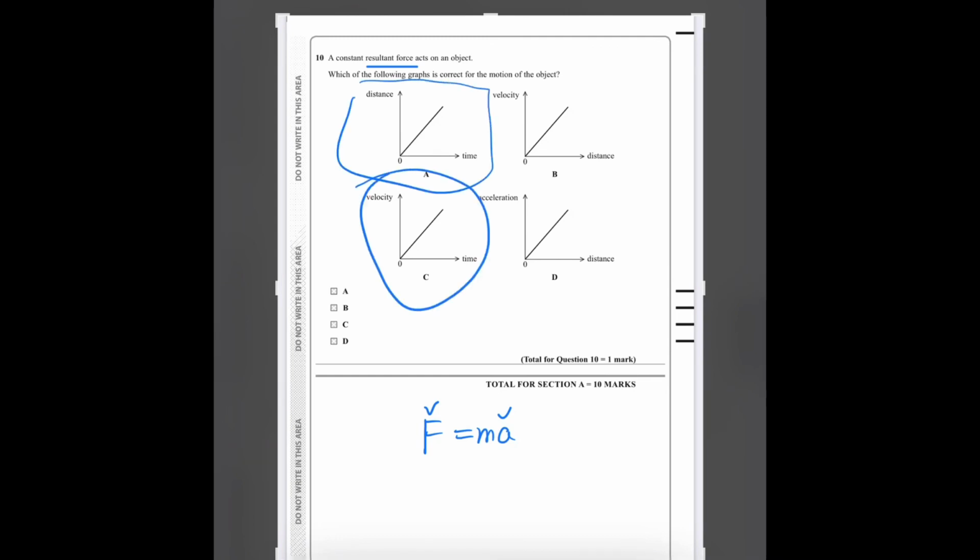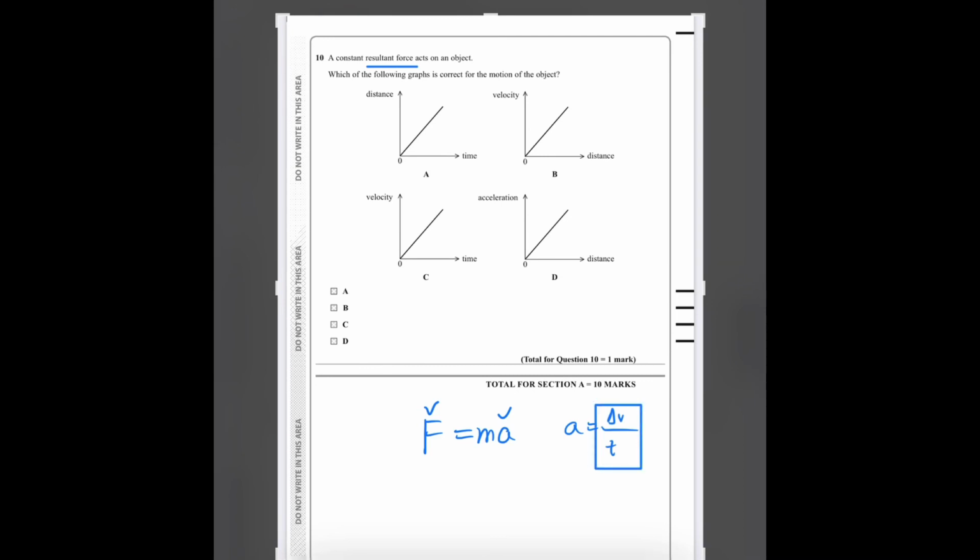So one of these four graphs will represent constant acceleration, right? Acceleration is basically change in velocity by time. So the change in velocity by time should be constant for one graph, and change in velocity by time would be the gradient of a velocity time graph, and the gradient should be constant. So we need velocity and time. We have time here but no velocity. We have velocity here, and time here. And in this graph, the gradient is constant, so there is constant acceleration, and so there is a constant resultant force. So the answer to this question is C.